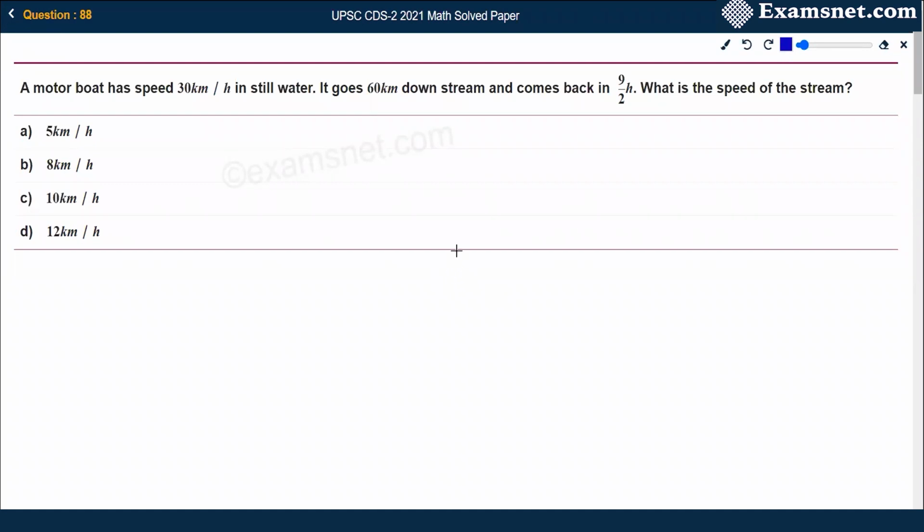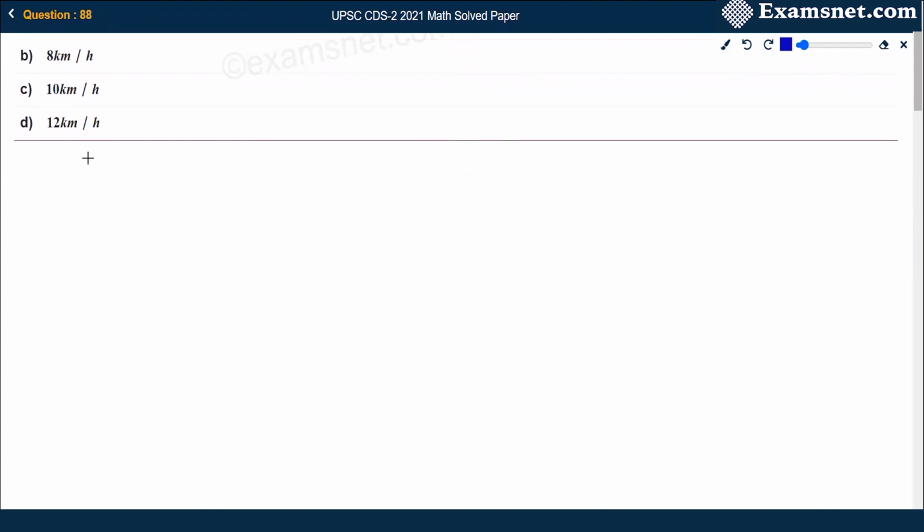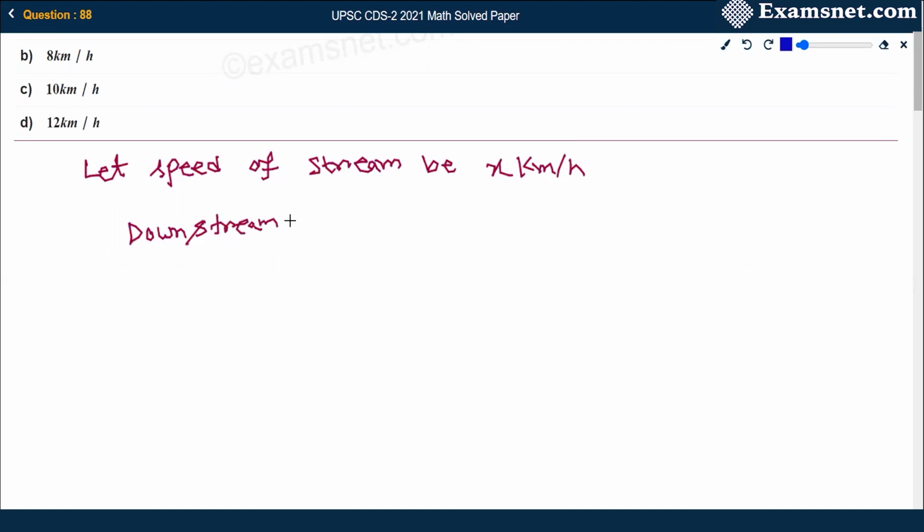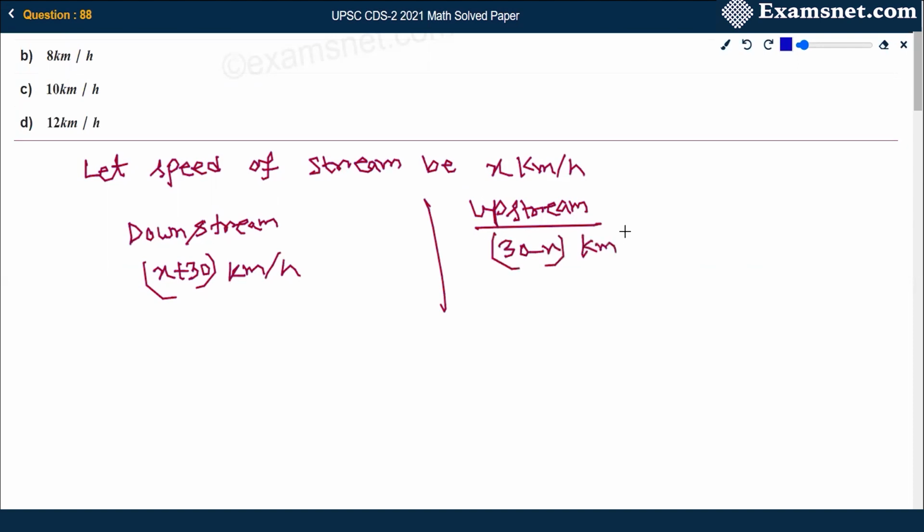In question number 88, it states that a motorboat has speed 30 km per hour in still water. It goes 60 km downstream and comes back in 9/2 hour. What is the speed of the stream? So we are given the speed of the boat. We have to assume the speed of the stream. So let the speed of stream be x km per hour. So when it goes downstream, the resultant speed will be x plus 30 km per hour, whereas in upstream, the resultant speed will be 30 minus x km per hour, correct?